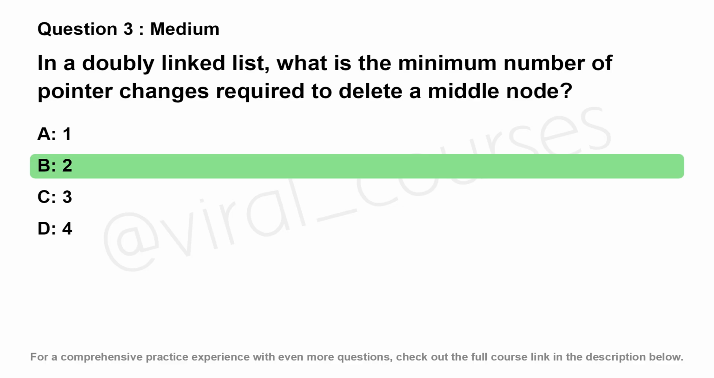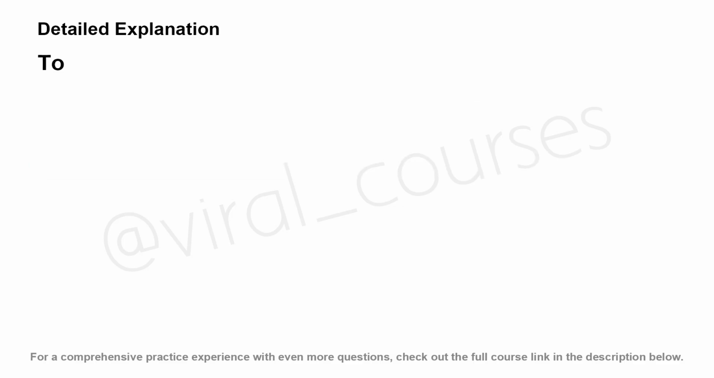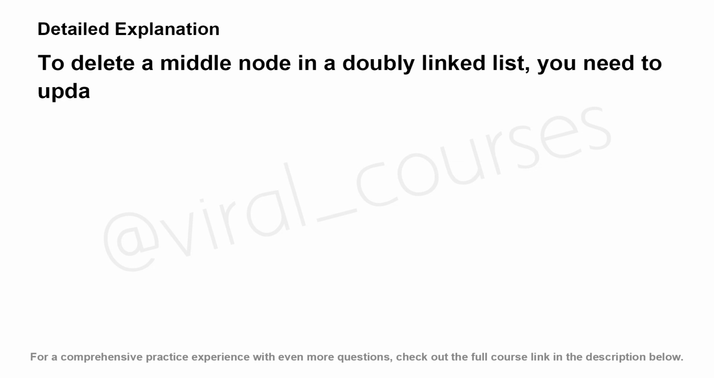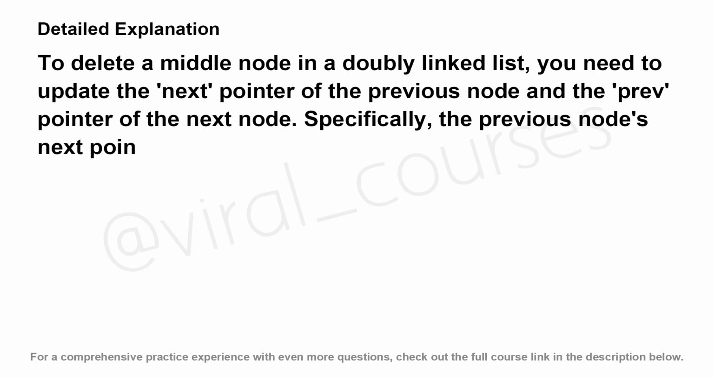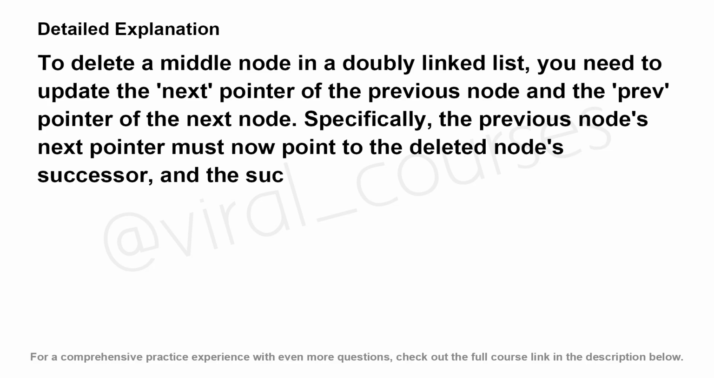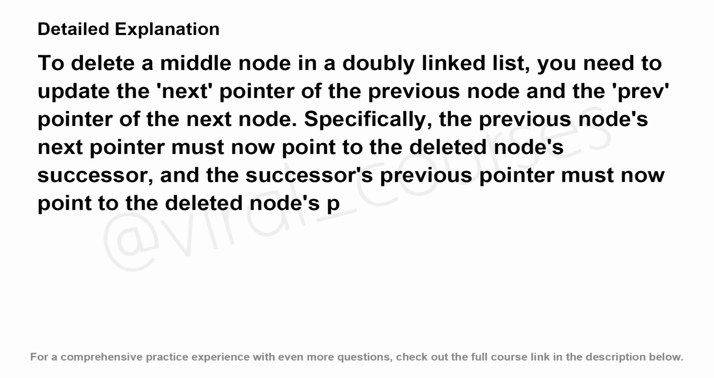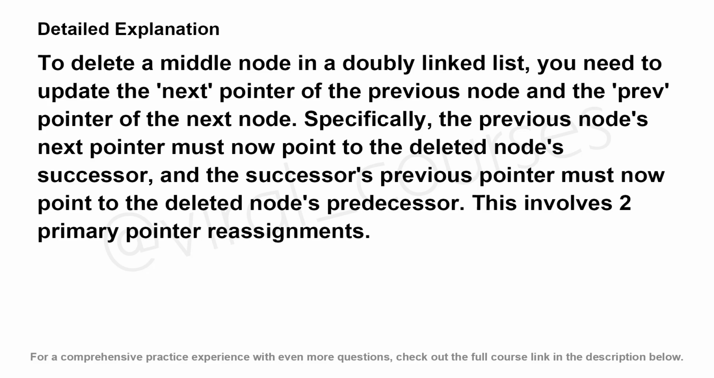The correct answer is B. To delete a middle node in a doubly linked list, you need to update the next pointer of the previous node and the previous pointer of the next node. Specifically, the previous node's next pointer must now point to the deleted node's successor, and the successor's previous pointer must now point to the deleted node's predecessor. This involves two primary pointer reassignments.